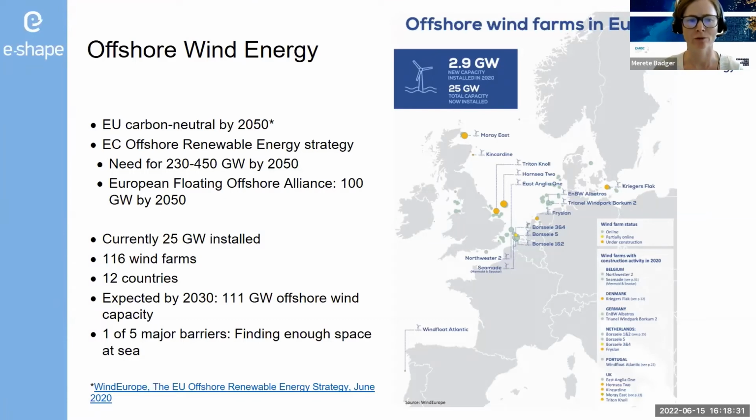Currently, we have around 25 gigawatts of installed wind power offshore, and the expectation by 2030 is 111 gigawatts. So it's really a massive upscaling of the current capacity that we are looking into. And as mentioned also before, one of the barriers is to find enough space at sea for all these new installations.